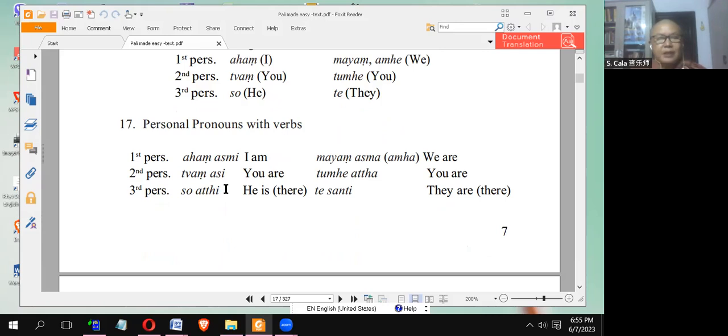So, ati, te, santi. Tuam asi, tumhe ata. Aham asmi, maya asma. If you come to this part, you already start to make simple sentences. Okay, so any student want to recite this?